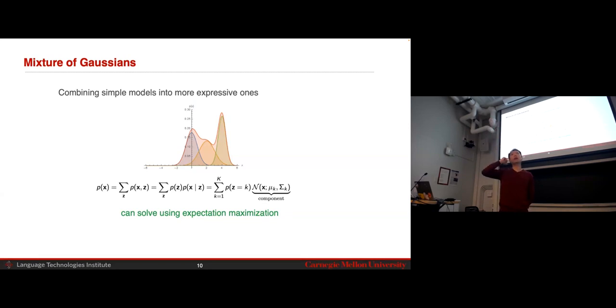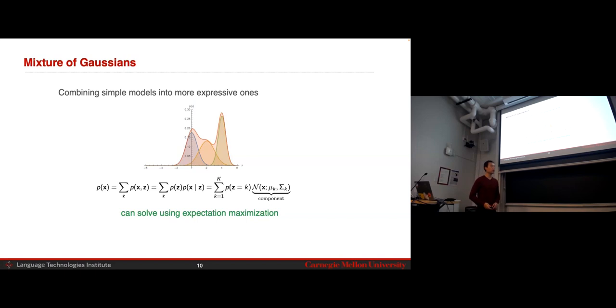So probability that your eye color is this, probability that the image is from the side or from the front. That's p of z given your particular k. And given that k, your p of x given z is just a Gaussian. A Gaussian is normally distributed with some mean and some variance. And the trainable parameters are the mean and the variance. So how do you learn it?